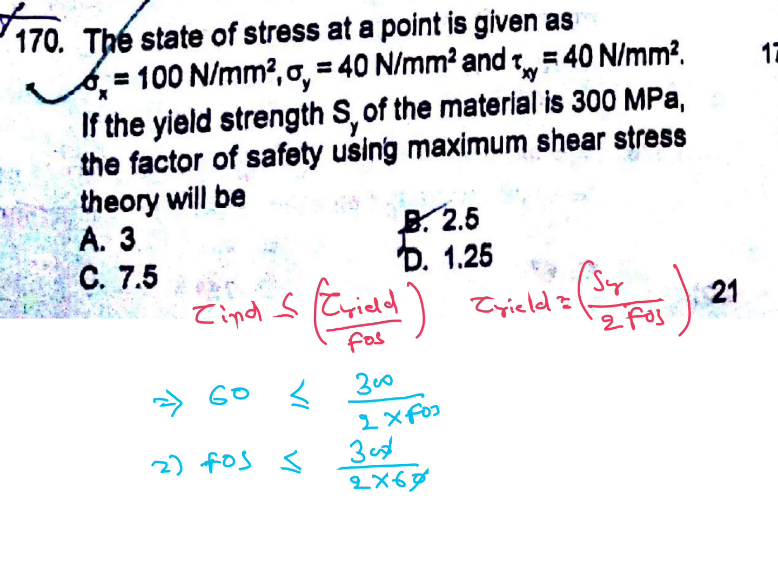Then see, 10 here 2, 10 by 4. 10 by 4, you will get 5 by 2, 2.5. Answer is B, 2.5.